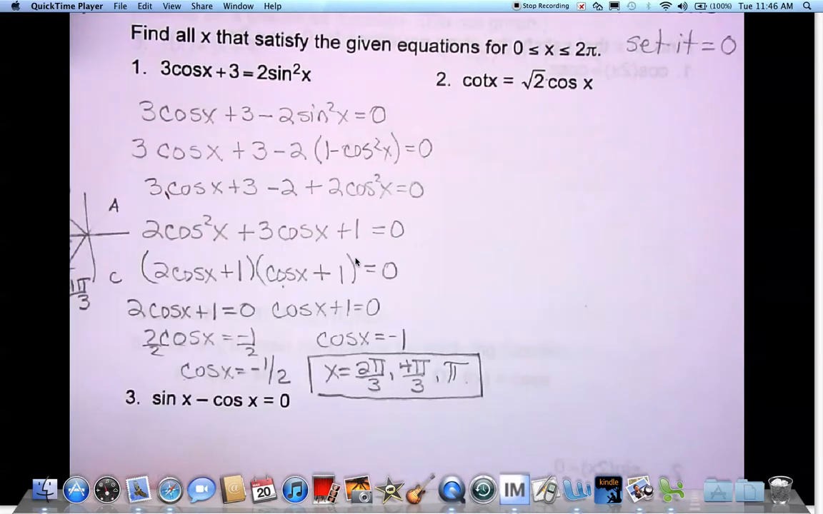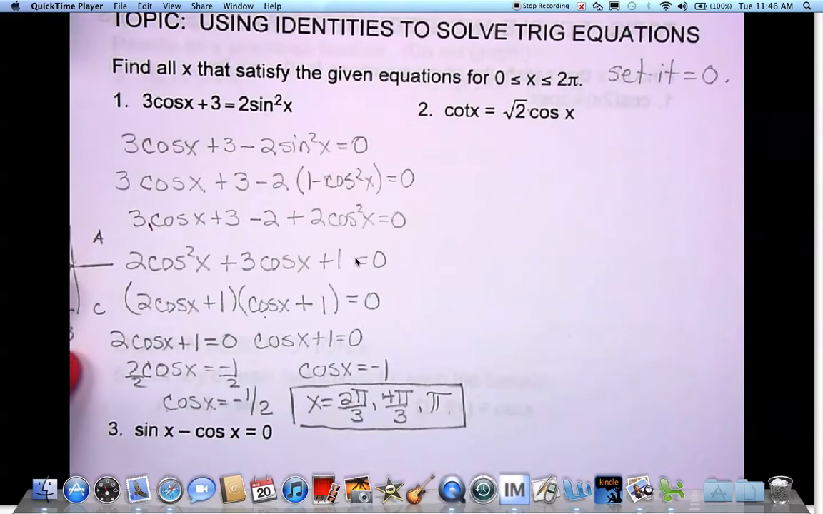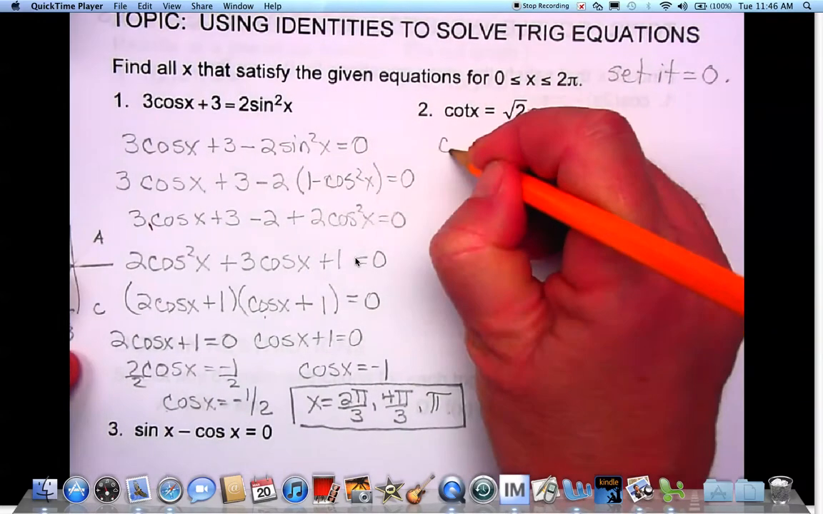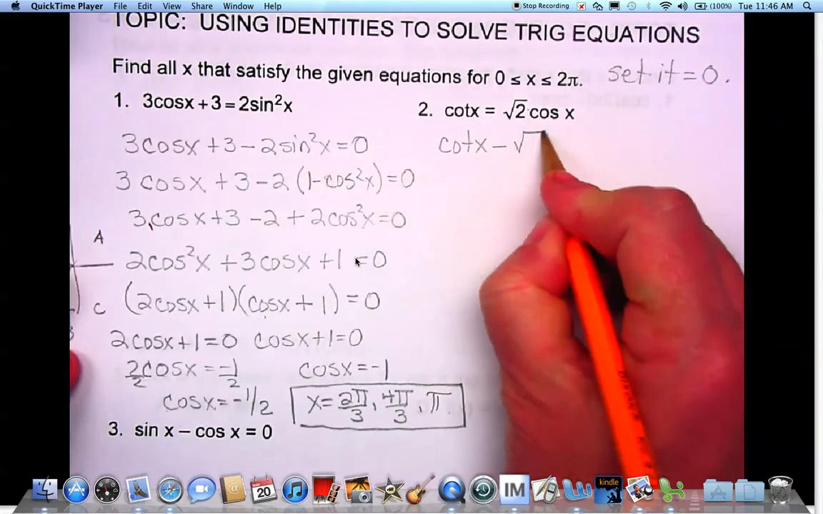Okay, how about this one? Subtract cotangent, or I'm going to subtract the one on the right.